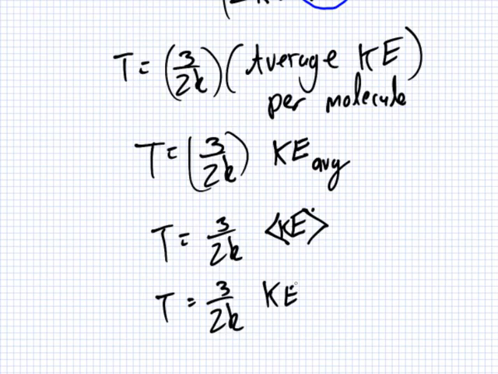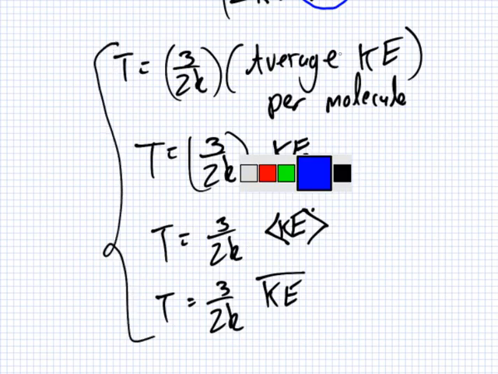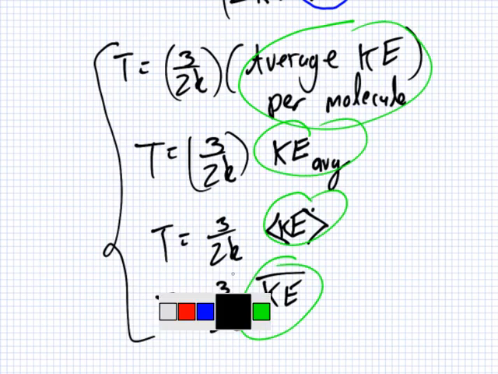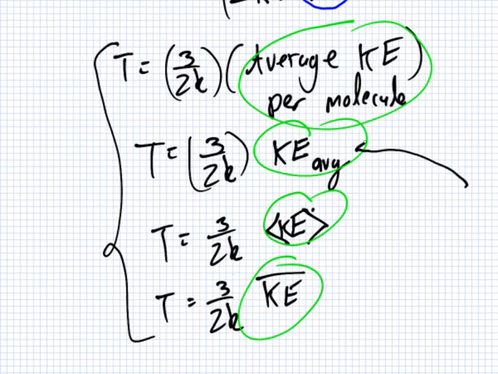Or in some books you might see it written like this, KE with maybe a line on top like this. But they all mean the same thing. I just want to show you this in case you look in a physics book. This is average, average, average, average. Just different ways to write it. I think I'll stick with using this one for today.